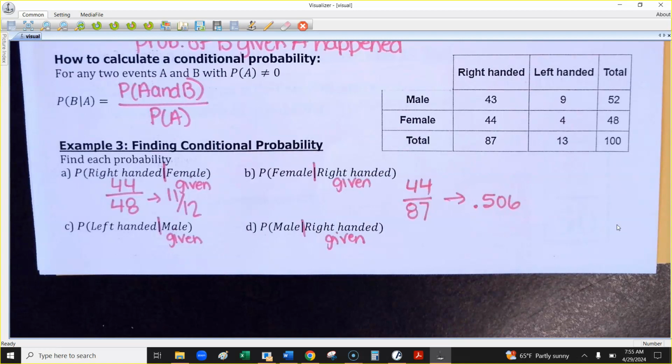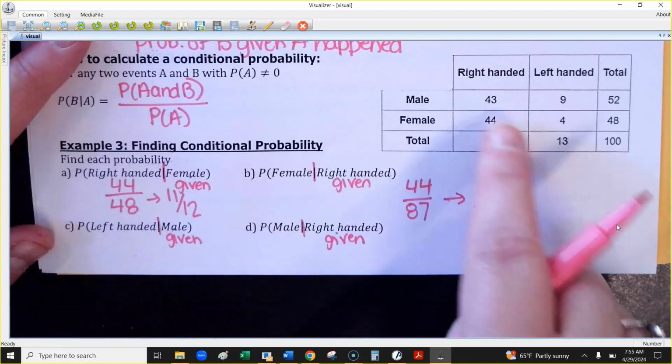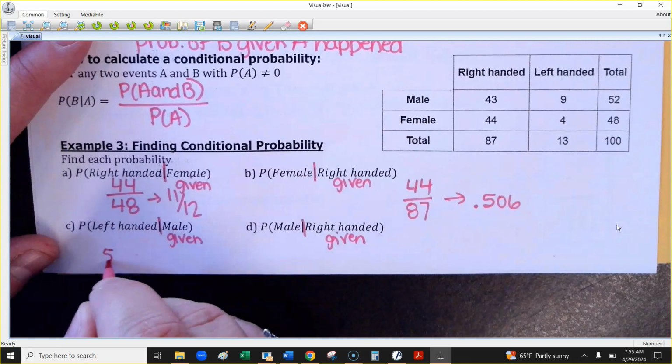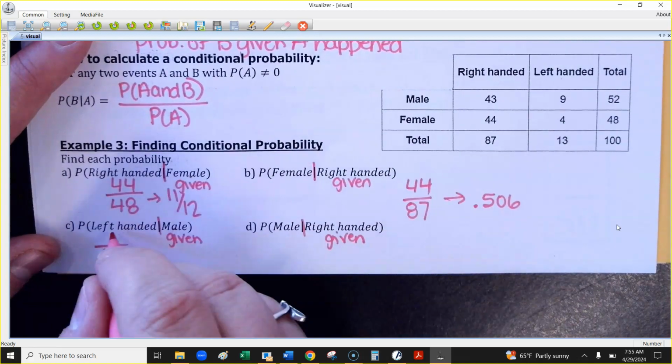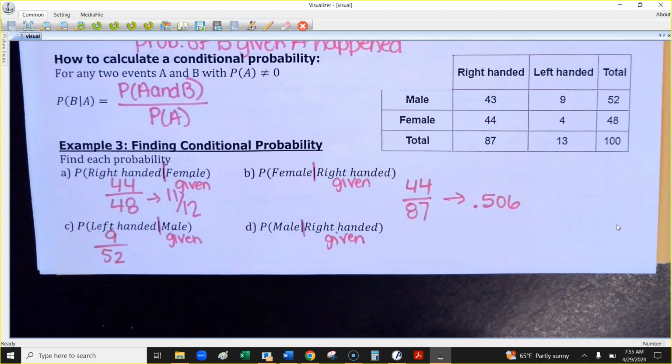What do we think? What would your fraction be? You don't have to reduce it or anything. Yes, ma'am. You know it's a guy, so it's going to be the 52, and left-handed, 9 out of 52, and I actually don't think that reduces, so I would just leave it alone.